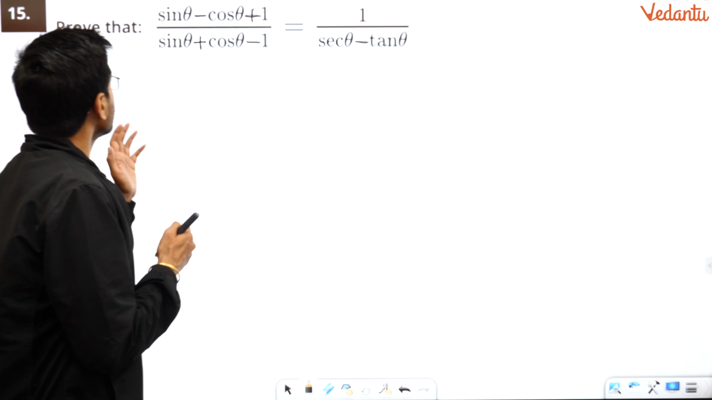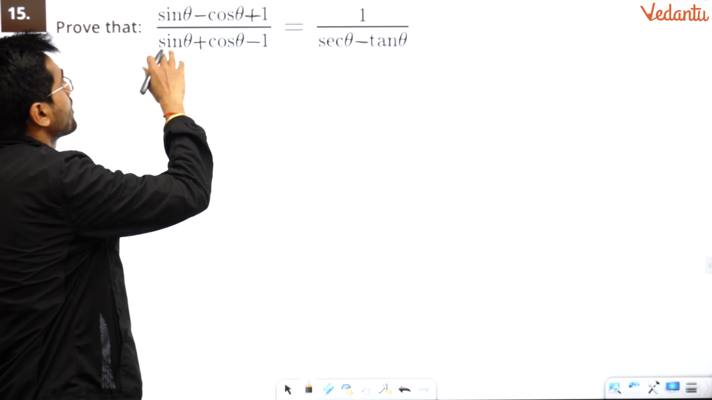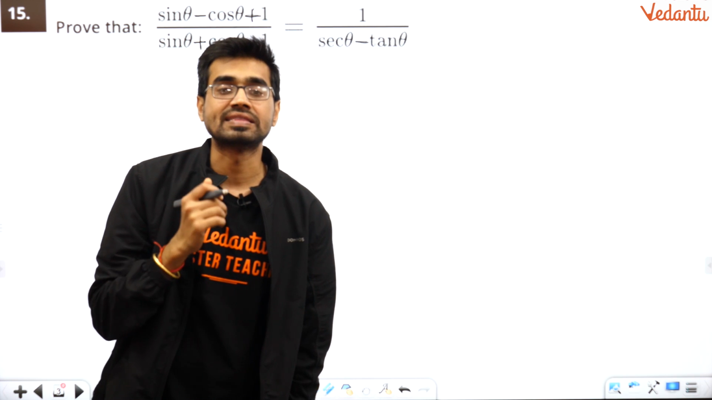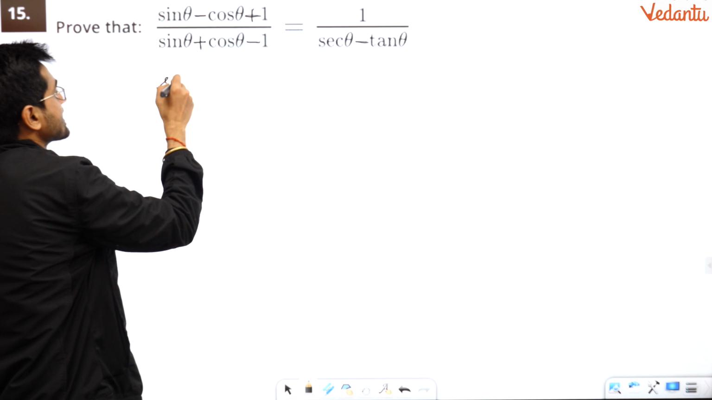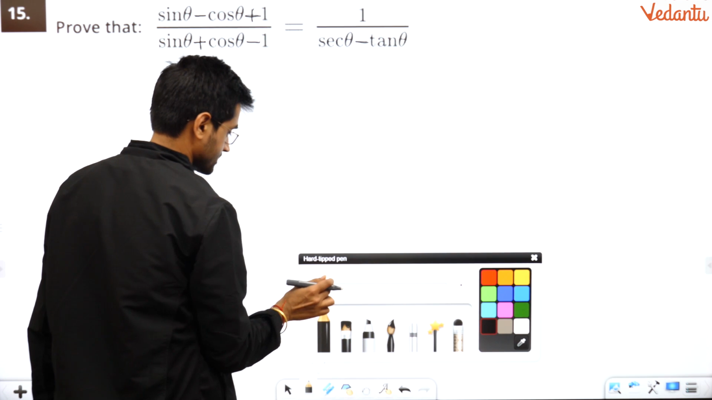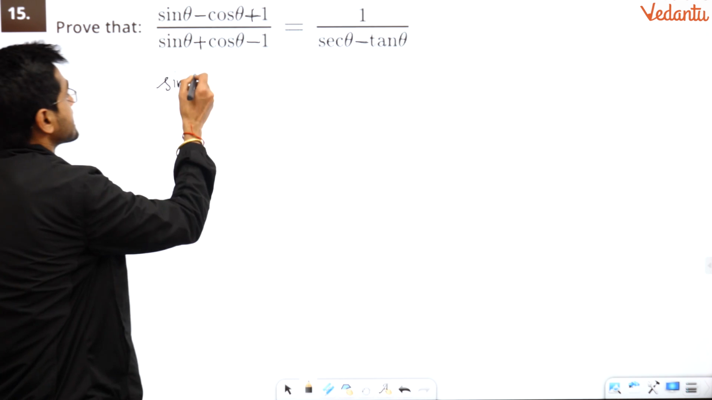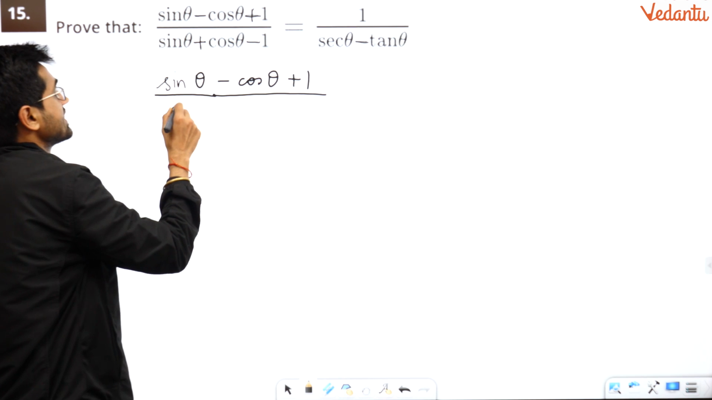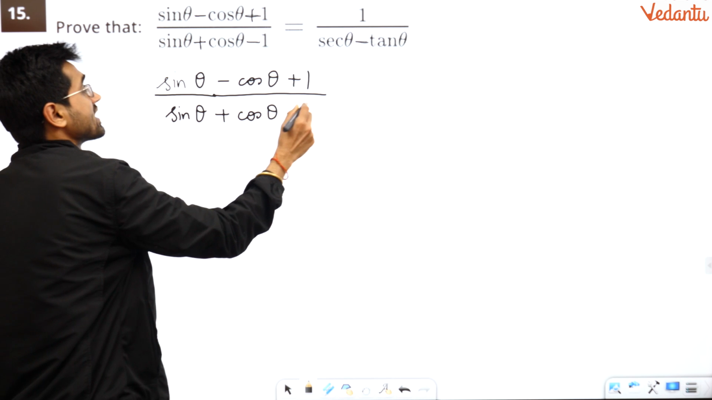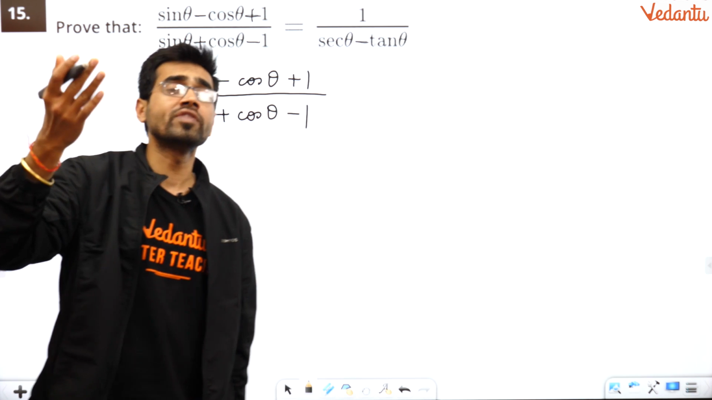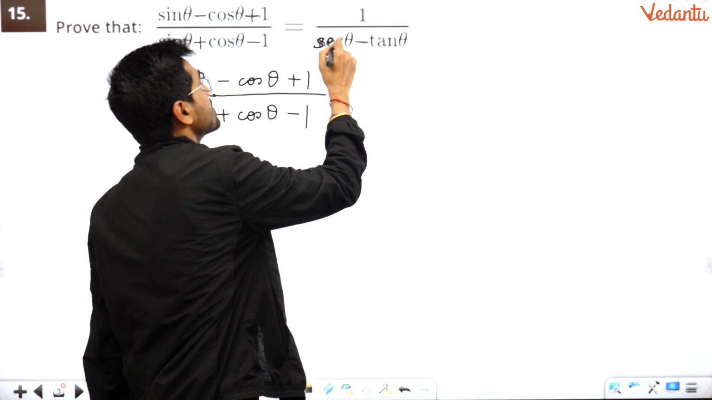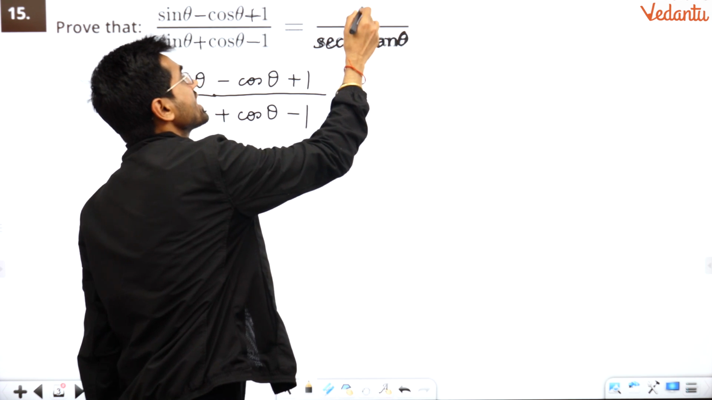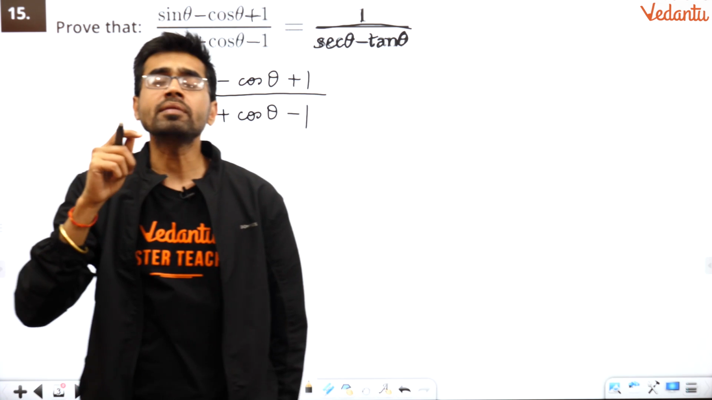The question says, prove that (sin theta minus cos theta plus 1) upon (sin theta plus cos theta minus 1) is equal to 1 by (secant theta minus tan theta). Remember what you are going to prove next: you want secant theta minus tan theta. So the problem here is how you can get secant minus tan.